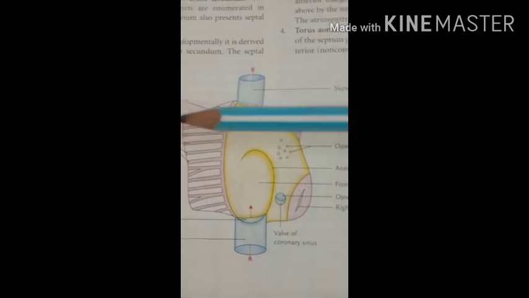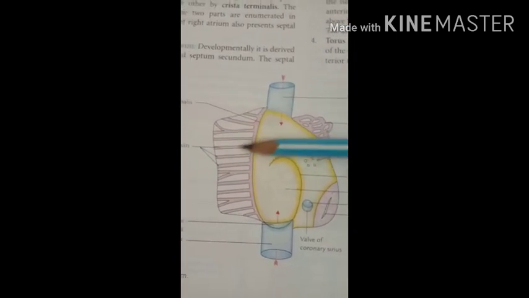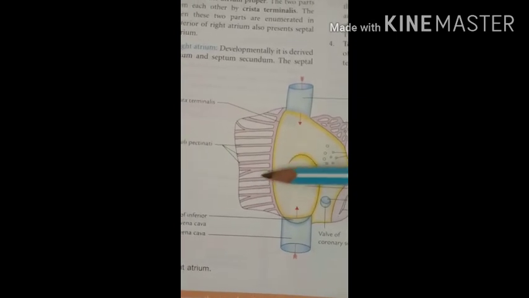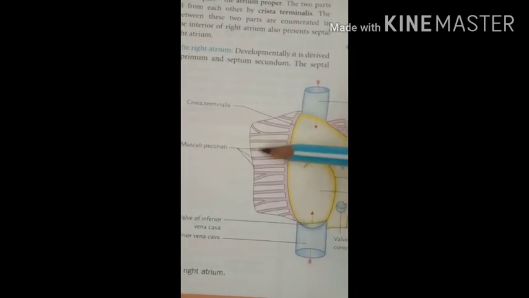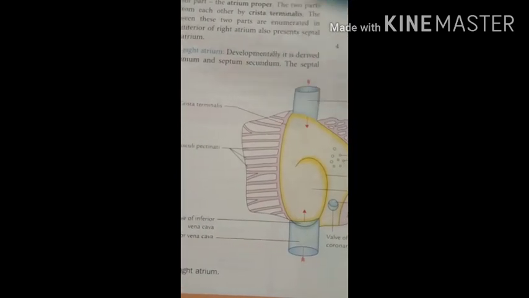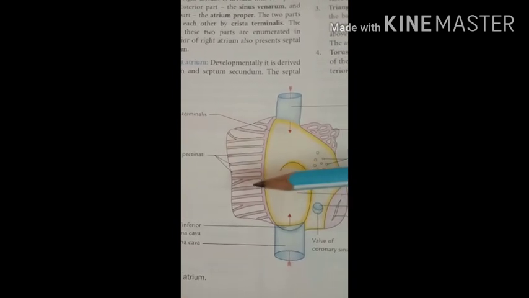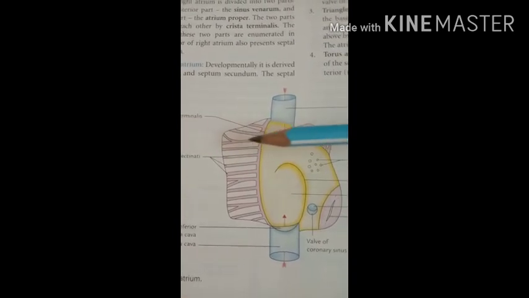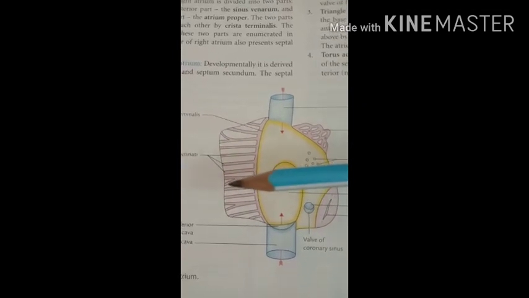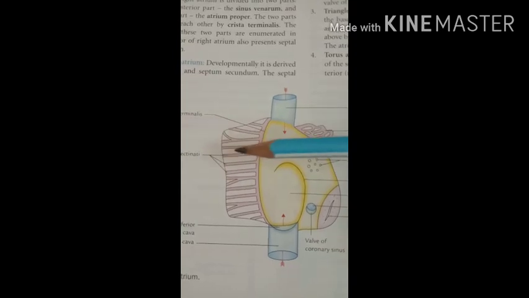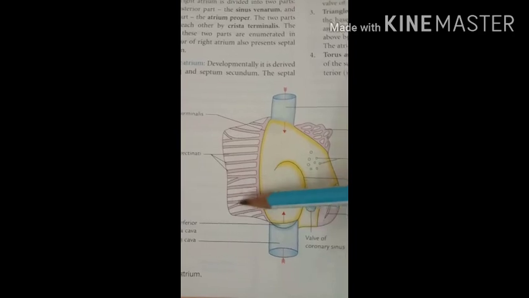After that, the rough anterior part. The rough anterior part consists of transverse muscular ridges. So here you can see the transverse muscular ridges. These are called musculi pectinati. They arise from the crista terminalis and run forwards and downwards toward the atrioventricular orifice, giving the appearance of the teeth of a comb. So here they appear as the teeth of a comb.